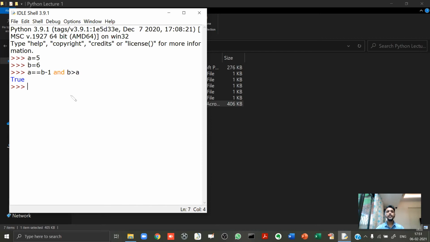Now also let's understand how this logical AND works. If you have true and true, you get true. What is true and false? False. What is false and true? False. What is false and false? False. So basically the logical AND will give you true only if both the operands are true.